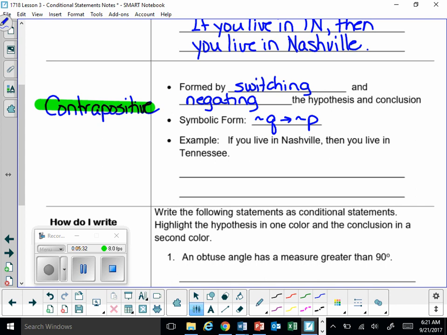Same example again. If you live in Nashville, then you live in Tennessee. So I need to switch and negate. If you don't live in Tennessee, then you don't live in Nashville.